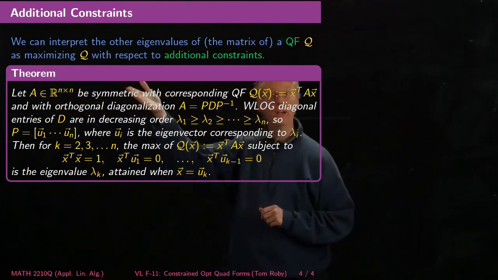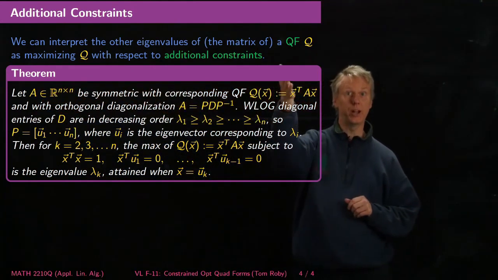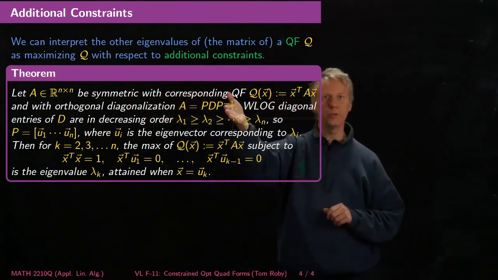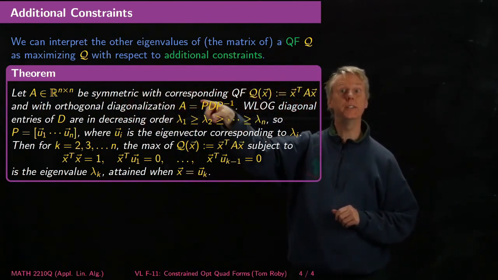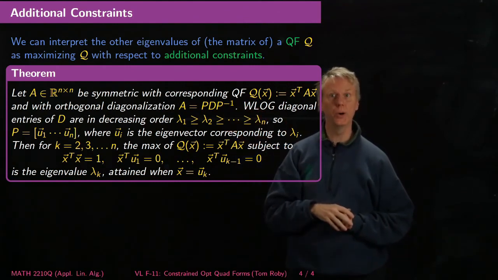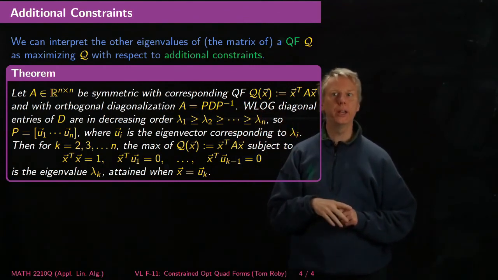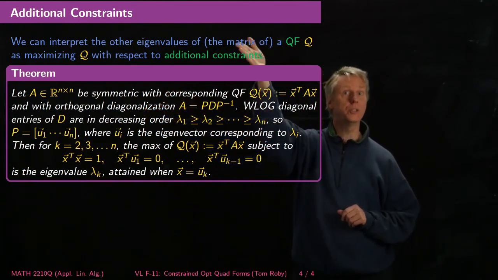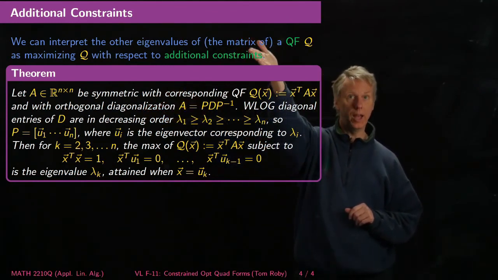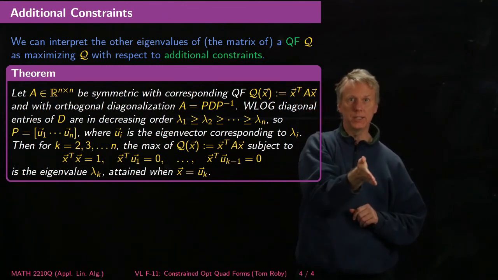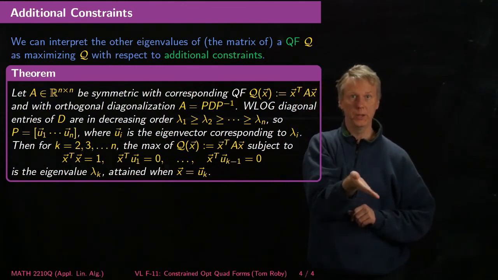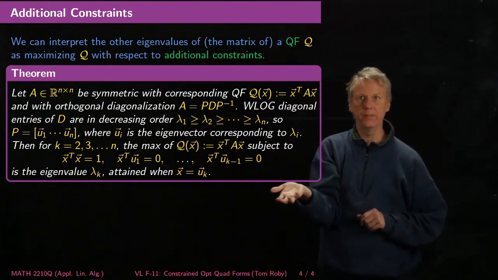We want A to be a symmetric real matrix, corresponds to a quadratic form, and that quadratic form can be orthogonally diagonalized as PDP inverse, just like before. Now, without loss of generality, I want to assume that the diagonal entries of D are in decreasing order. In other words, that the largest eigenvalue comes upper left and then goes successively down until you get to the smallest eigenvalue. Okay? We know the things on the diagonal will be the eigenvalues.